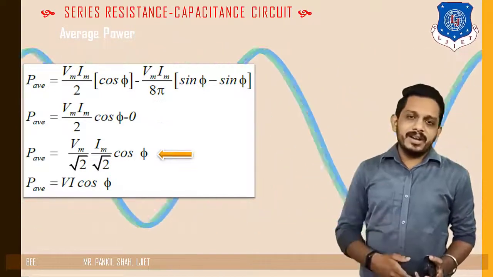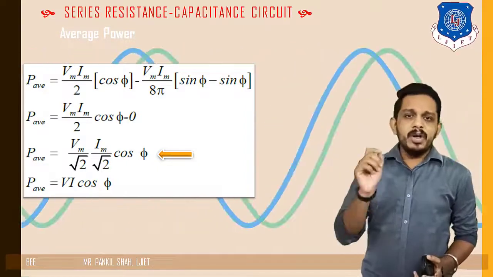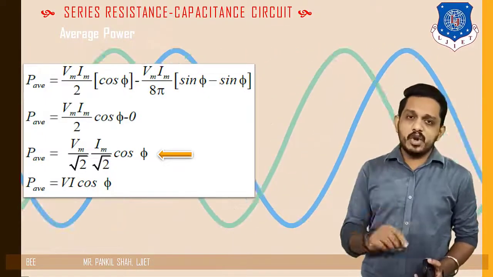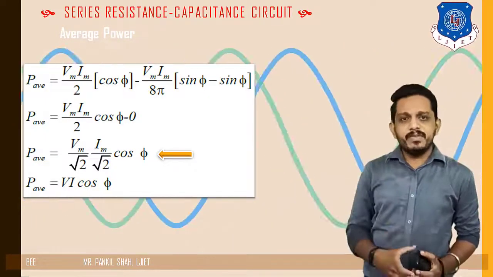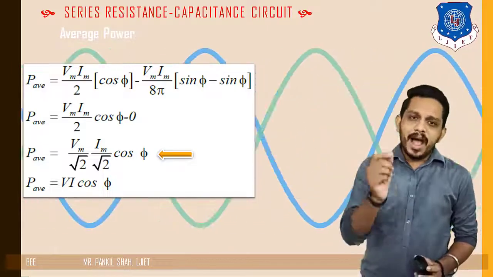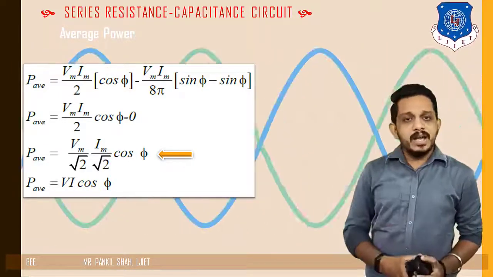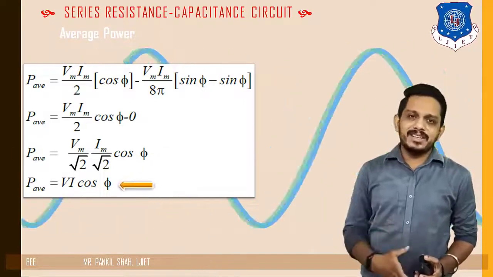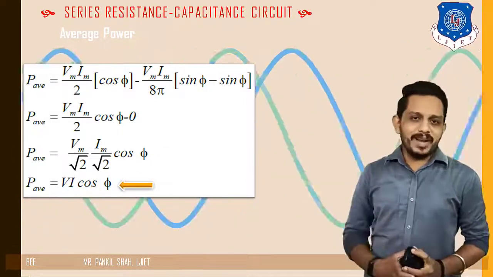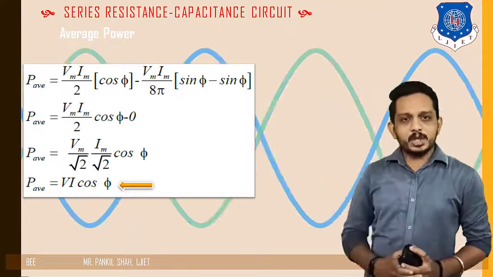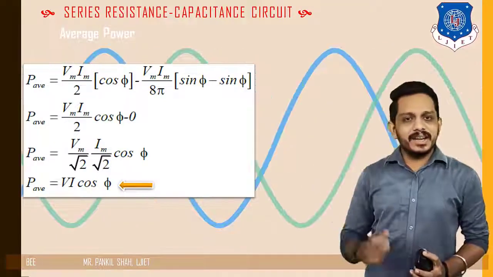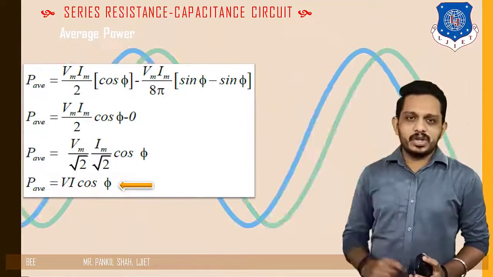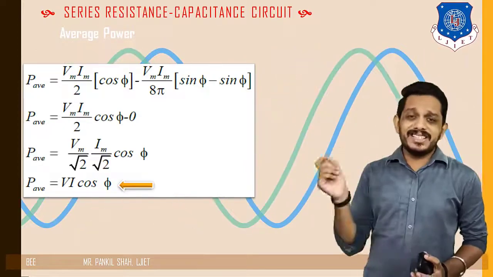So let's convert this Vm Im by 2 into cos phi into RMS form. Instead of 2 we will use root 2 into root 2. So it will be Vm by root 2 into Im by root 2 into cos phi. This Vm by root 2 is nothing but the Vrms and this Im by root 2 is nothing but the Irms. So we obtain the equation of the average power consumed by this RC circuit in one complete cycle as Vrms Irms cos phi. This is the same equation that we derived in the series RL circuit.